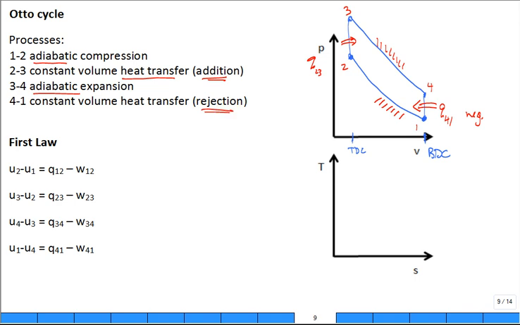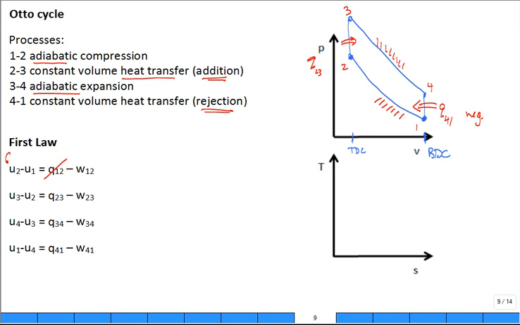We can write the first law for a closed system undergoing a process for each of these processes, 1 to 2. Is this a good representation? Do you understand this first law equation? Is it U2 minus U1? We neglected changes in kinetic and potential energy. True? Now, for the first process, it's adiabatic compression. Which of the terms in the first law is equal to 0? Q is equal to 0, is it not?